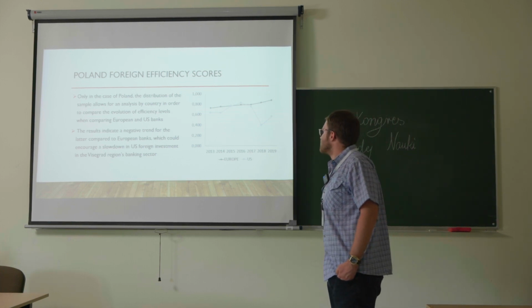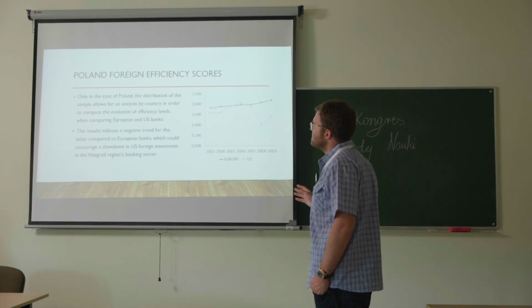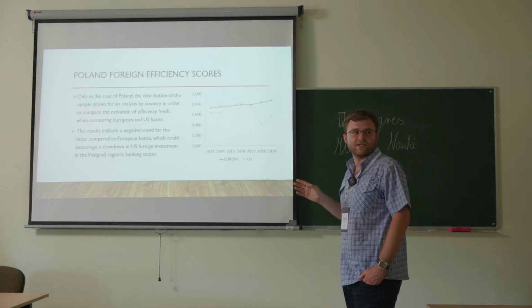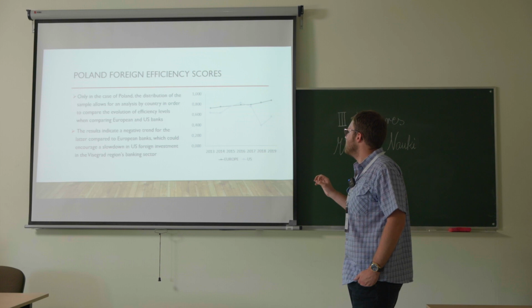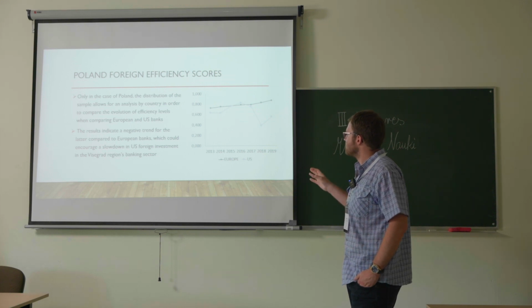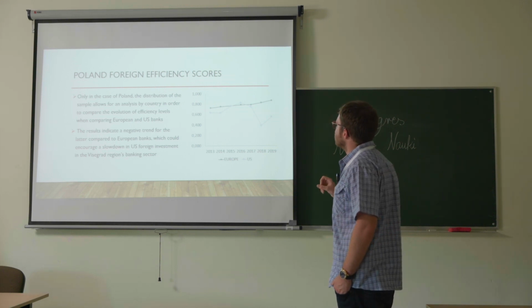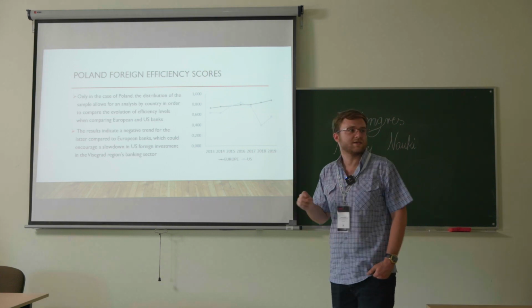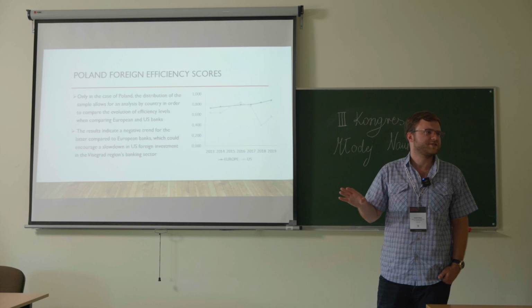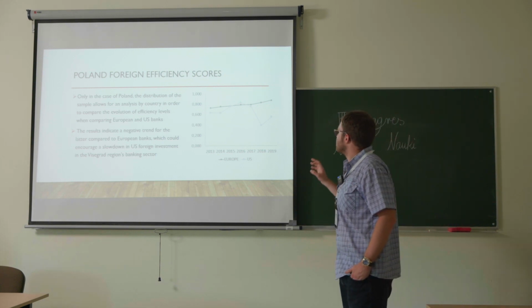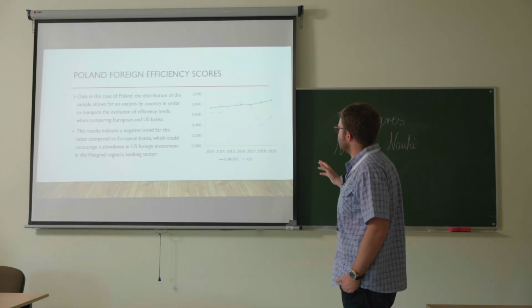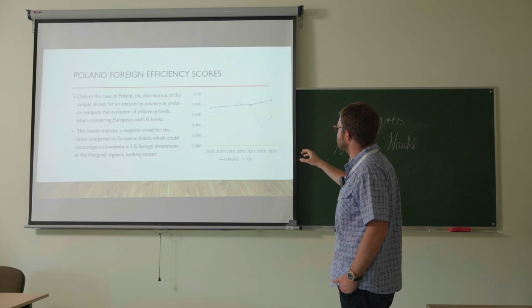Okay, about Poland. In the case of Poland, we have United States banks, and we can also compare the efficiency of foreign banks from Europe and the United States. In 2015-2016, the United States banks, of course, Citibank, were more efficient. But then the tendency changed. It changed very rapidly from 2017 to 2018.